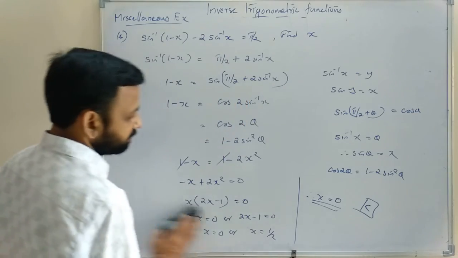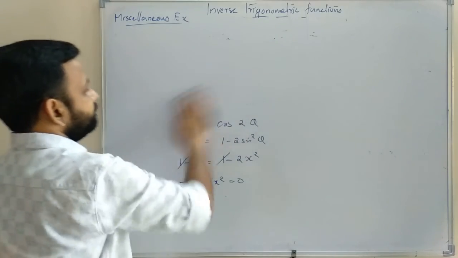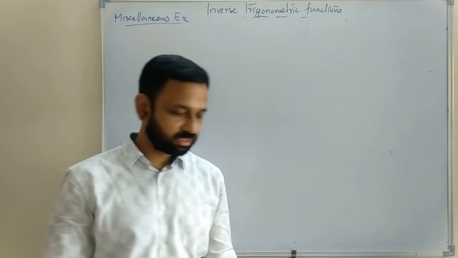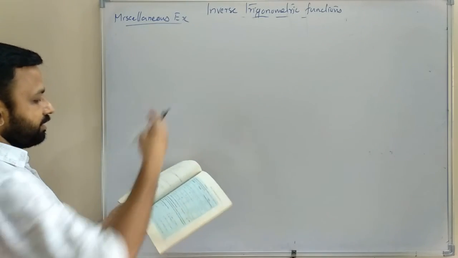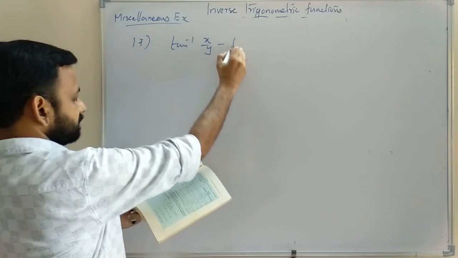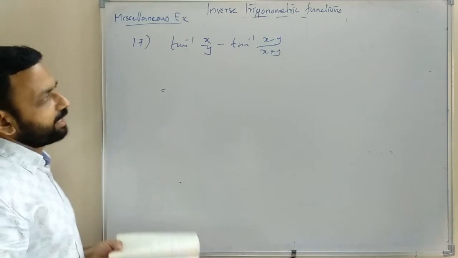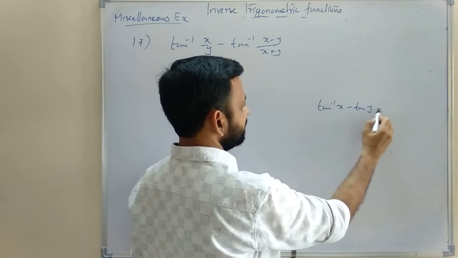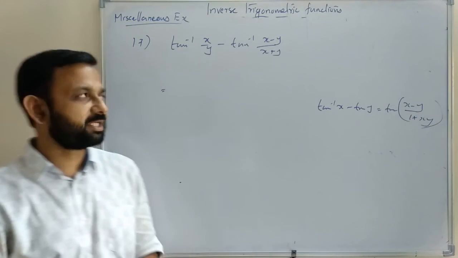Now we have one more question, question number 17. That question is very simple. We need to find tan inverse of (x upon y) minus tan inverse of ((x minus y) upon (x plus y)). So here we can use the formula: tan inverse x minus tan inverse y is equal to tan inverse of ((x minus y) upon (1 plus xy)).